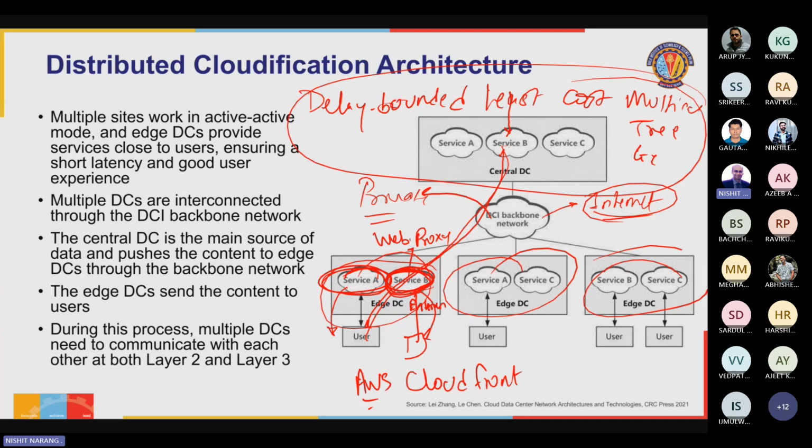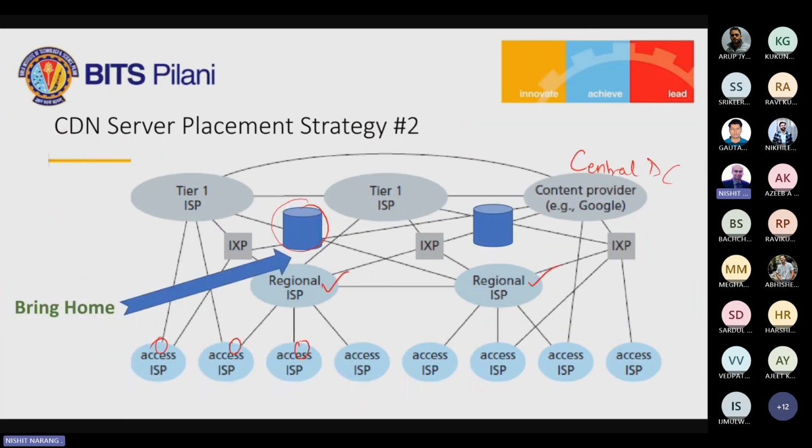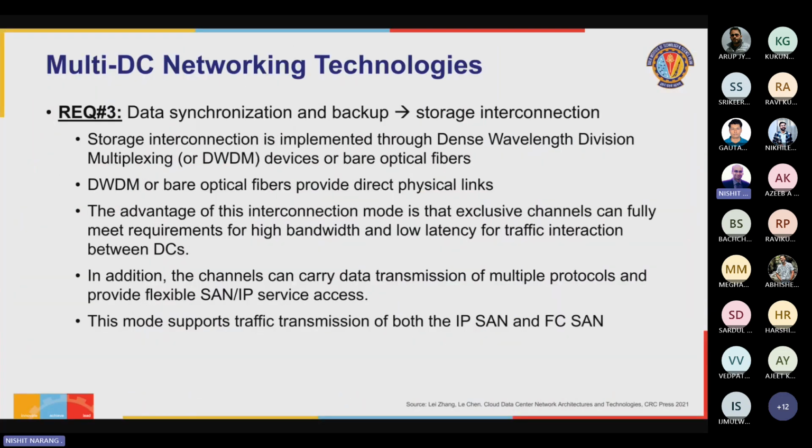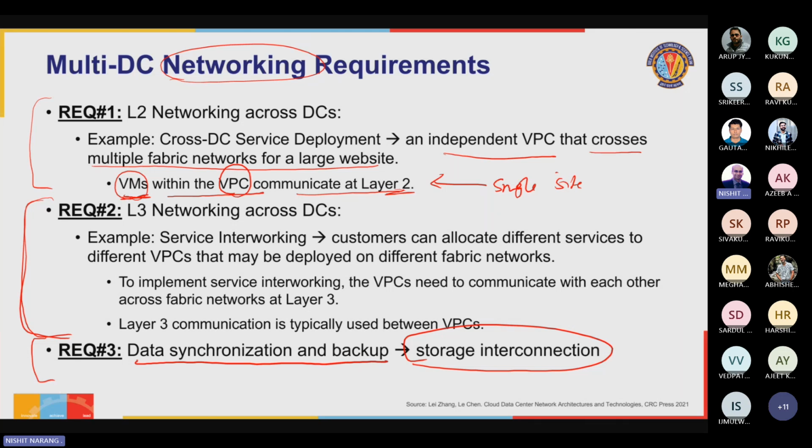Okay, so I wanted to take one very practical example of a multi-site data center and then say, yes, this is why you need multi-site data centers. You have applications like these. Content delivery is an application which gets serviced via multi-site data centers. Okay, so back to our networking requirements and how they get fulfilled.